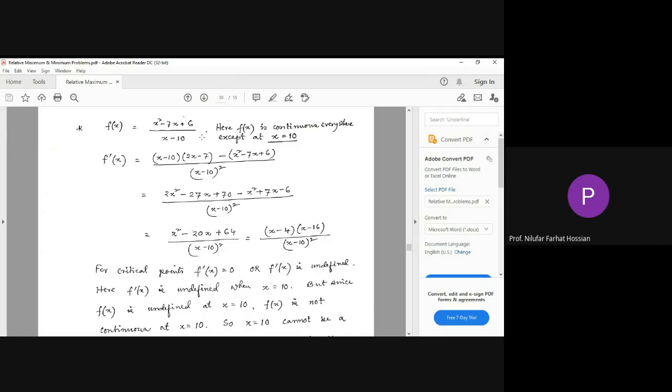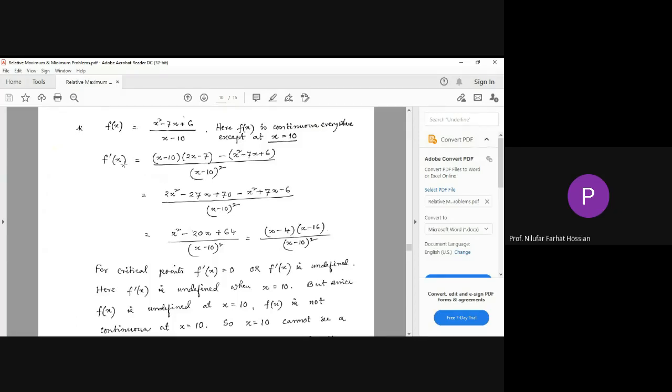Okay. It is up to your choice. You can find the derivative anyway. You can follow any method. Okay. So here the derivative of the function will be 0 if the upper part is 0, that means when x equal to 4 or x equal to 16. So these 4 and 16 will be the critical points, and they will also be the stationary points.